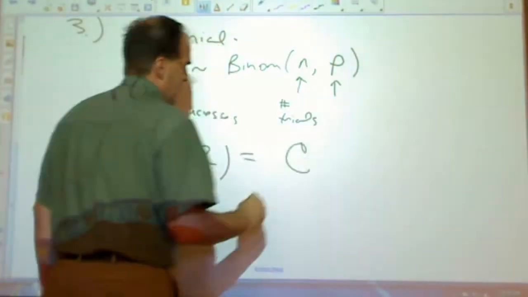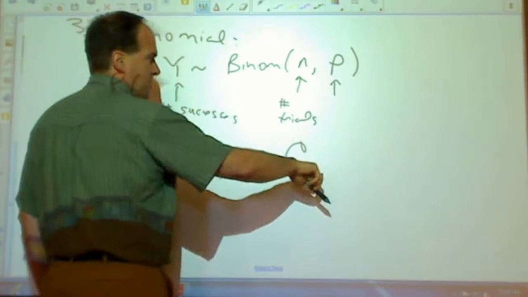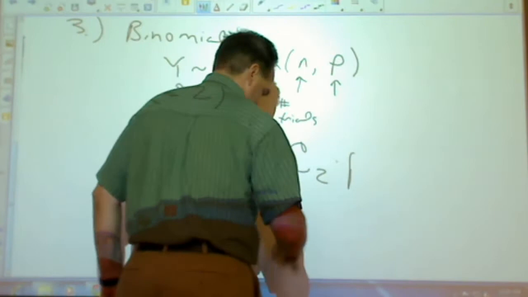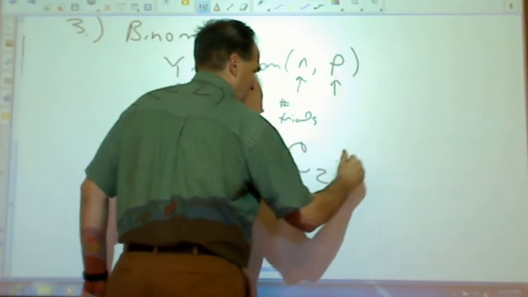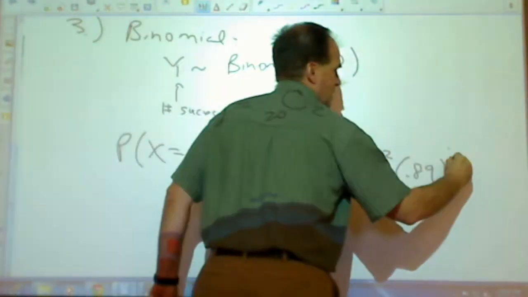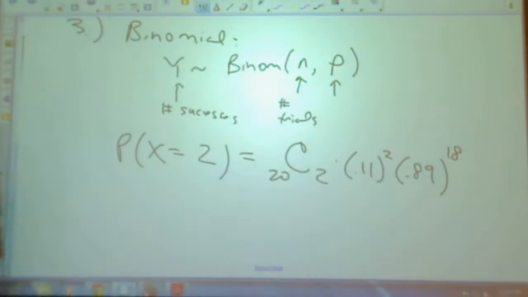You've got the combination thing, so n and your number of successes. So this is 20 and 2. And then success is 0.11 squared. Failures, that has to be 0.89, and the rest are failures. Okay. Is this making sense?